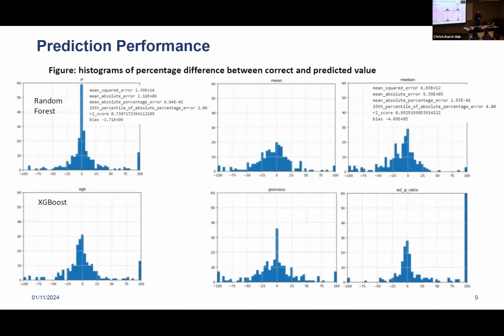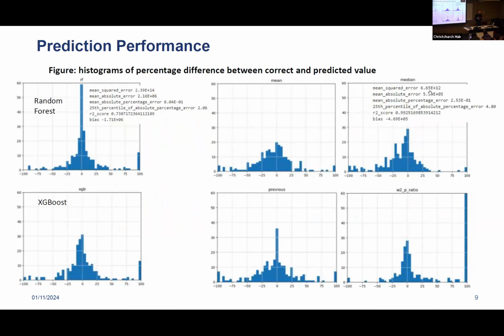When we talk about prediction, we usually look at these histograms of percentage difference between the correct and predicted value, as well as some metrics, so things like mean squared error. So random forest tends to be our best performing algorithm. We get mean squared error of 10 to the 14, and then comparing that to just taking the median of the last handful of records, we get something like 10 to the 12.